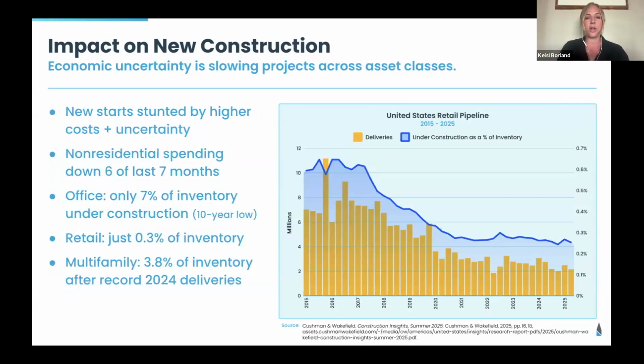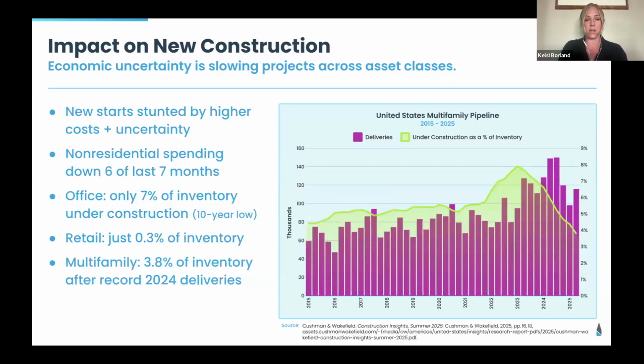Developers are acutely exposed to some of these changes, and we've seen a lot of that in the new construction pipeline. Really across asset classes, you've seen new construction starts falling. Non-residential spending has been down 6 of the last 7 months this year. Office construction is only at 7% of current inventory. That's a 10-year low. We can see the retail pipeline here, only 0.3% of inventory, so very low retail development.